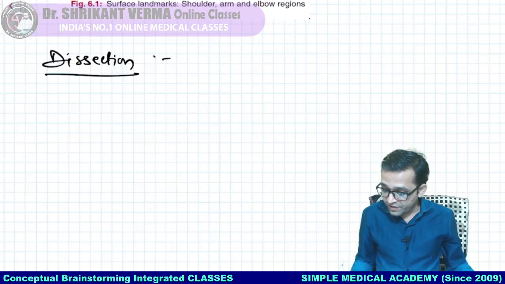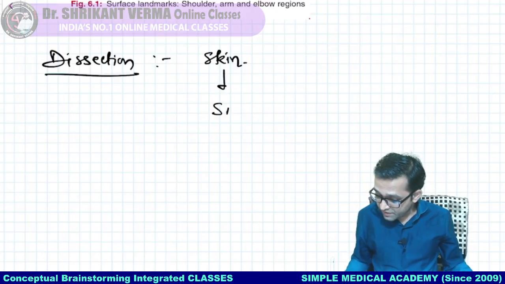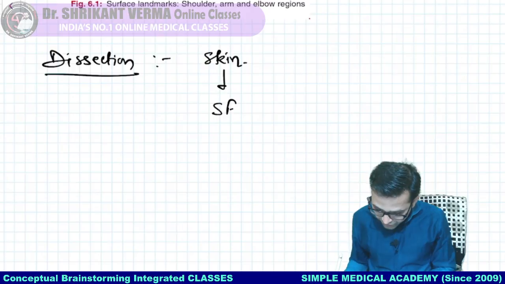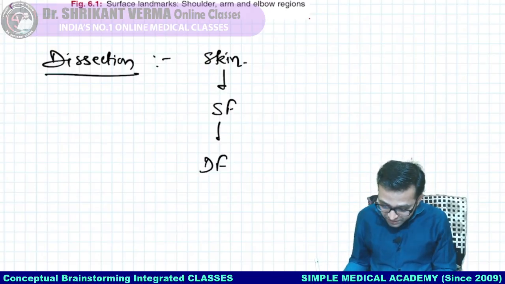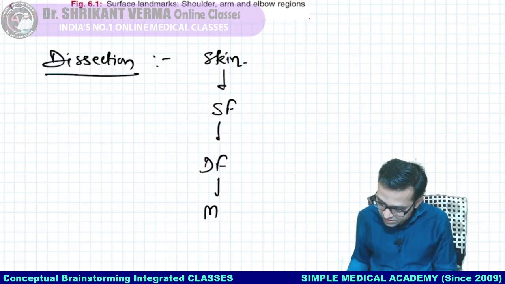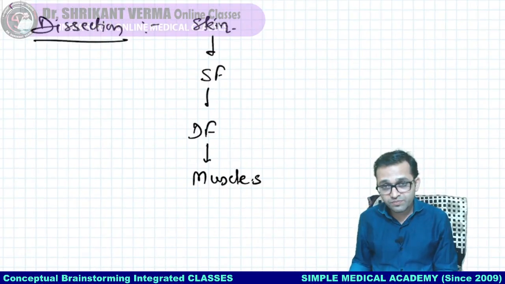When you do dissection, the first layer visible is definitely the skin. After the skin, you will see the superficial fascia. After the superficial fascia, you will see the deep fascia, and after the deep fascia you will see the muscles. Okay sir, so the muscles of the scapular region will be visible.